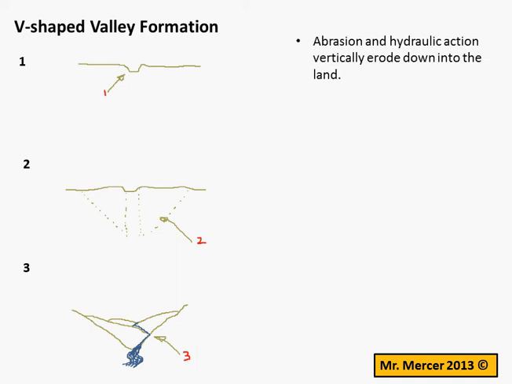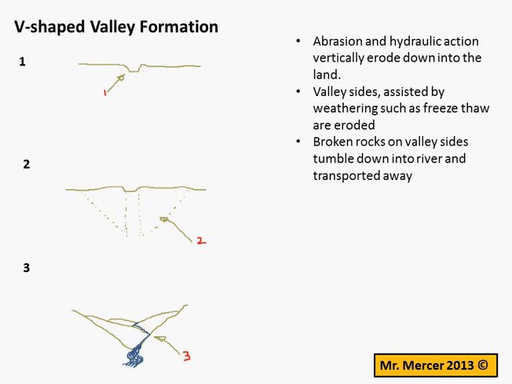So in summary, make sure you mention abrasion and hydraulic action and vertical erosion. After that, that the valley sides, perhaps assisted by weathering, are eroded, and that the broken rocks are transported away by the river. This results in a V-shaped valley with, as you can see in the diagram, interlocking spurs.